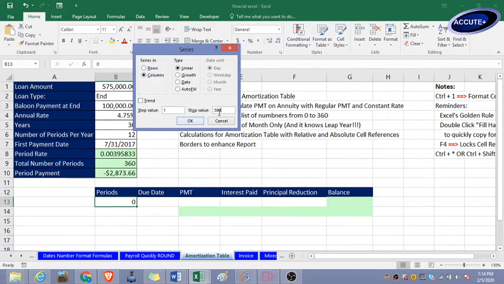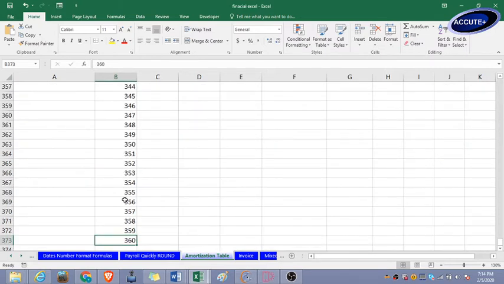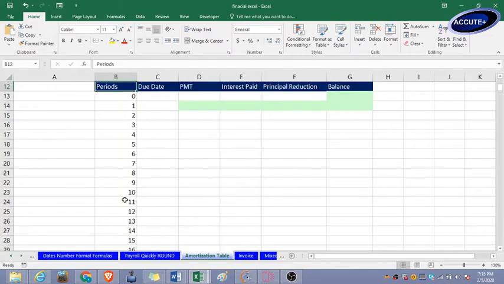So you want to number this up to 360. The step value is 1, 2, 3, so its increment is by 1. So you're done, just say okay. If I press Control Down Arrow, you see that it numbered them up to 360. Control Up Arrow, you see that we are back up here.